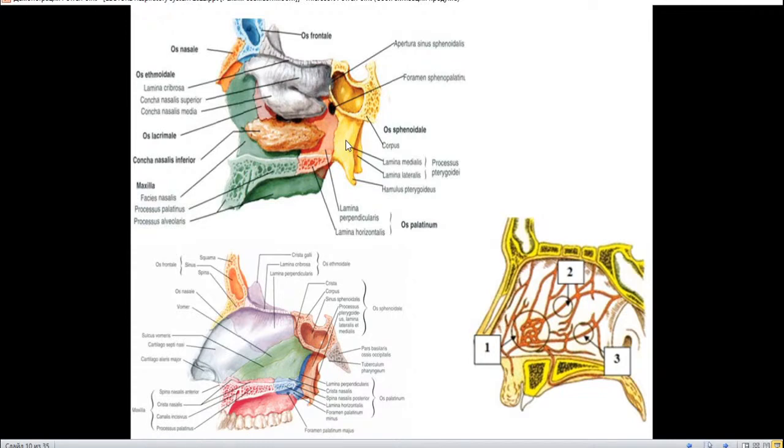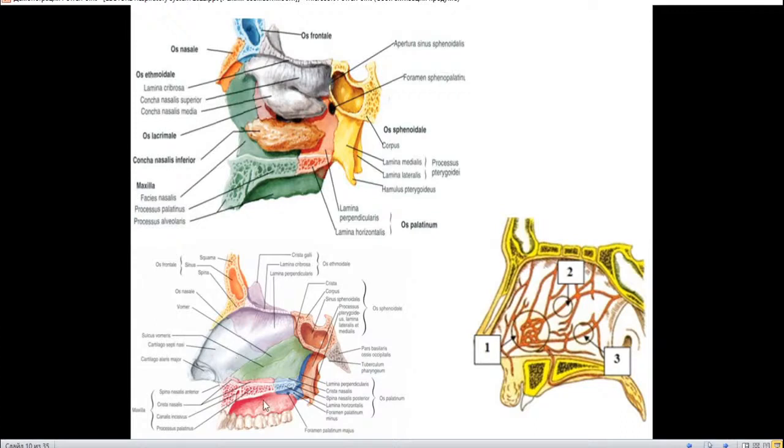When we talk about the middle wall of the nasal cavity, we suppose that it's the nasal septum. The nasal septum, its bony part, is formed by the vomer and the perpendicular plate of the ethmoid bone, and also some part of the nasal septum is formed by the septal cartilage.